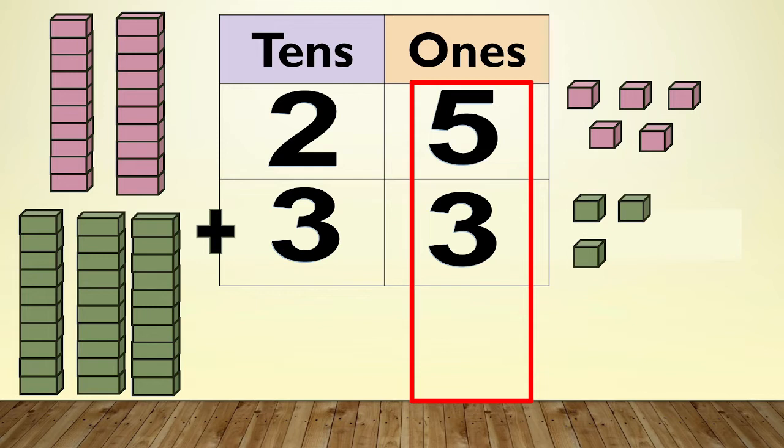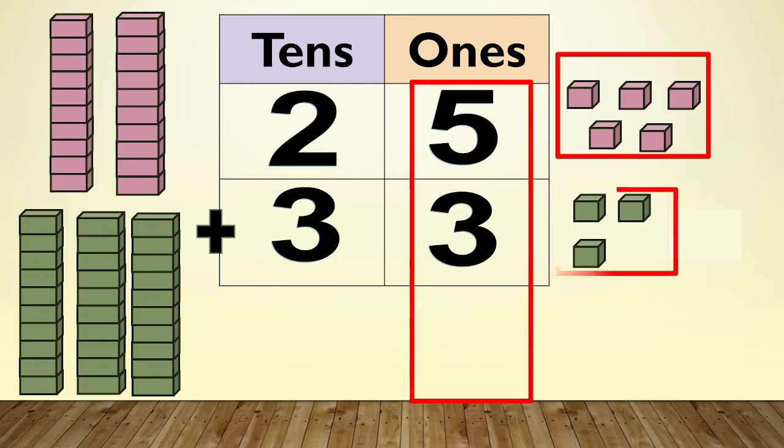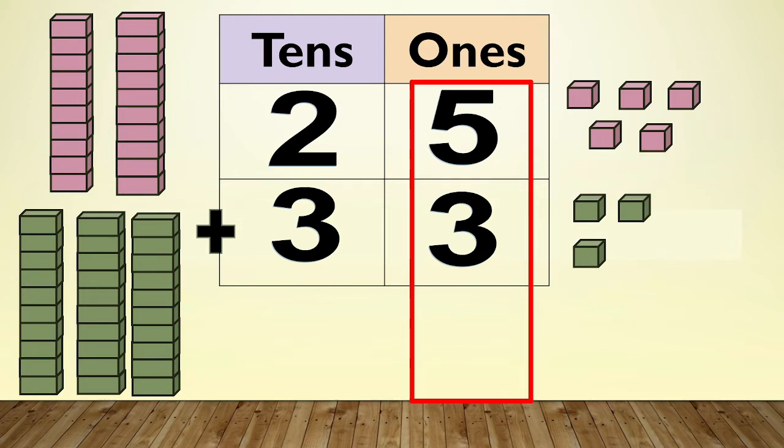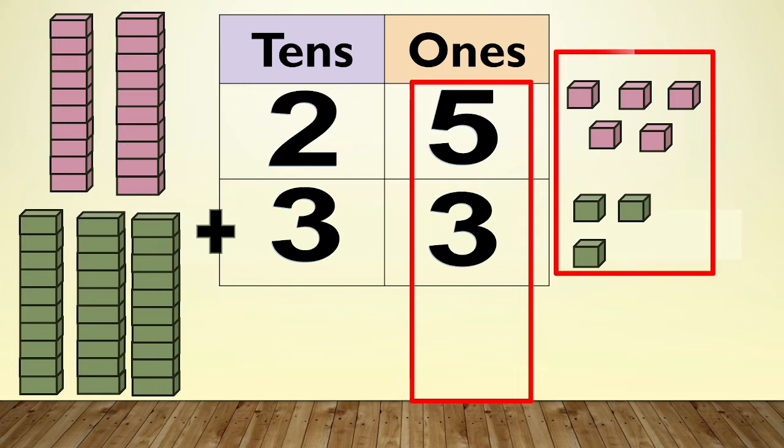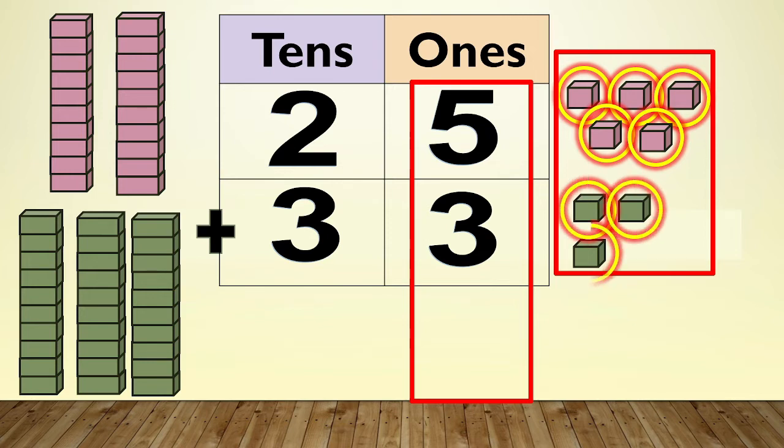5 plus 3 or 5 ones plus 3 ones. Let us count all the boxes together to find the answer. 1, 2, 3, 4, 5, 6, 7, 8. 5 plus 3 equals 8. Now, we do the tenths.